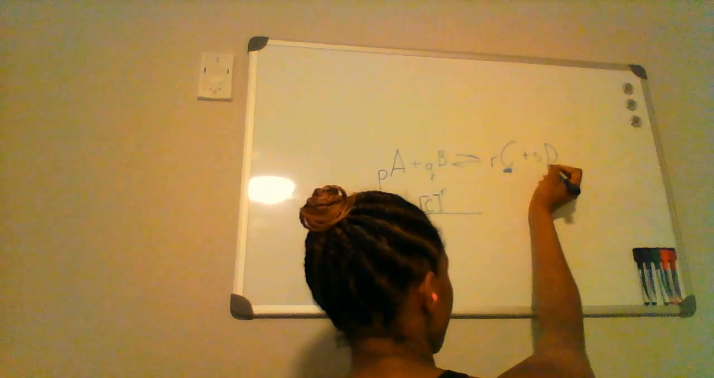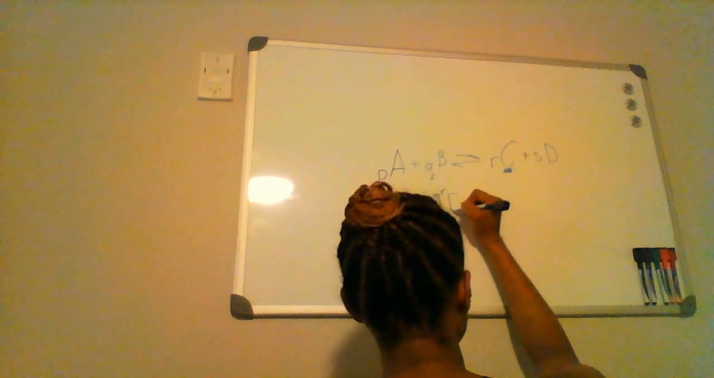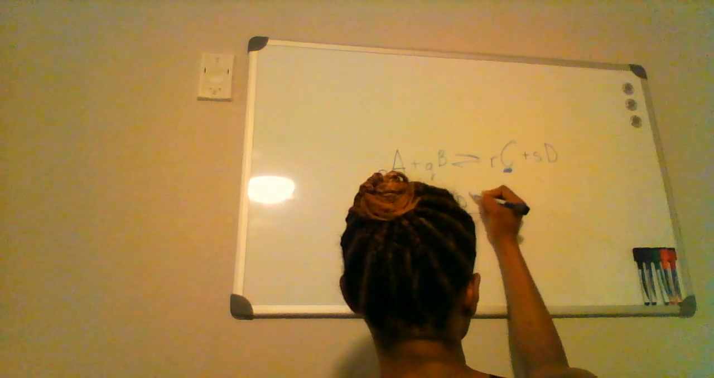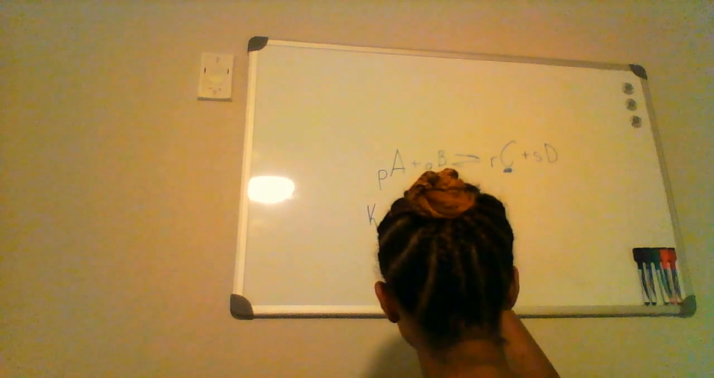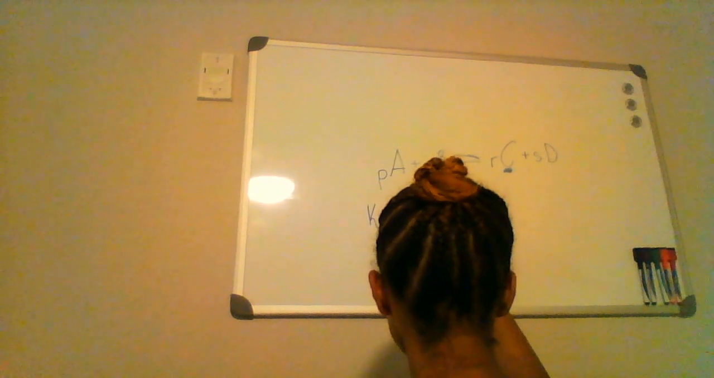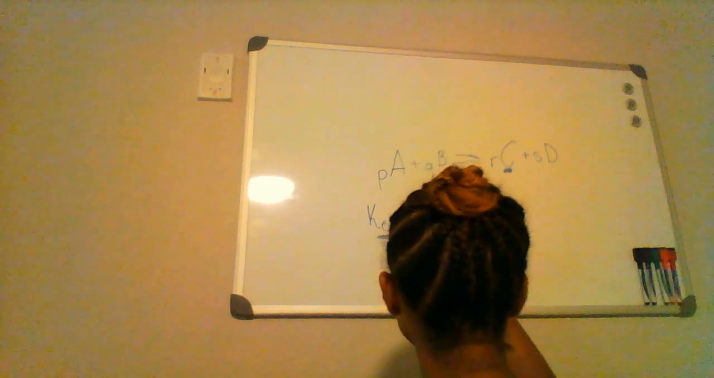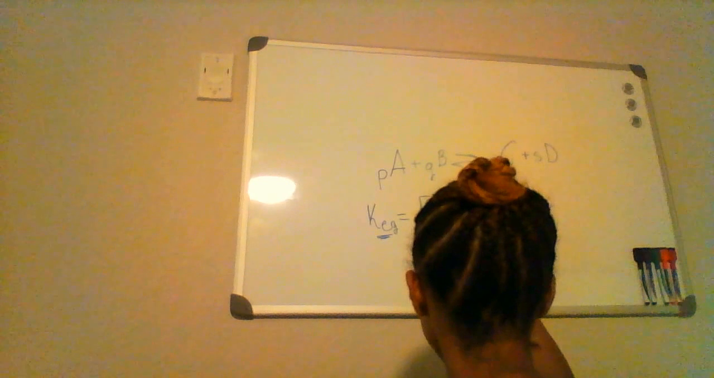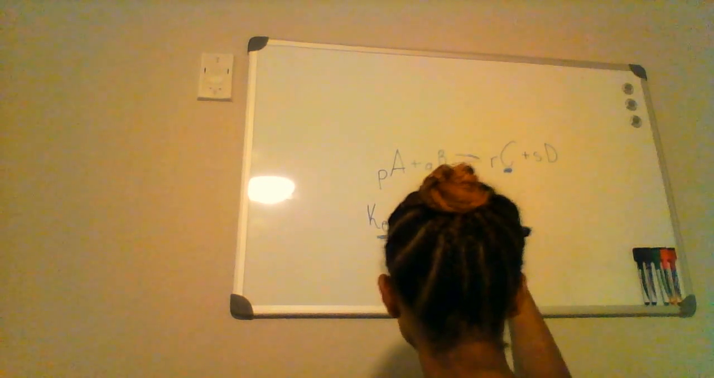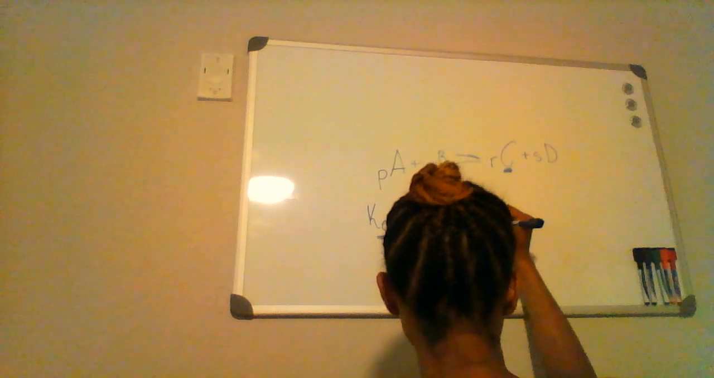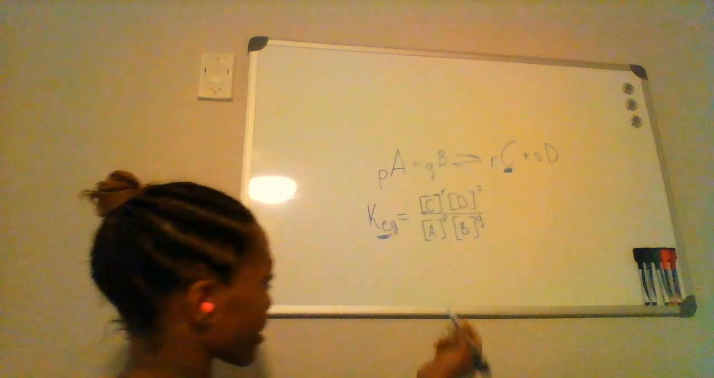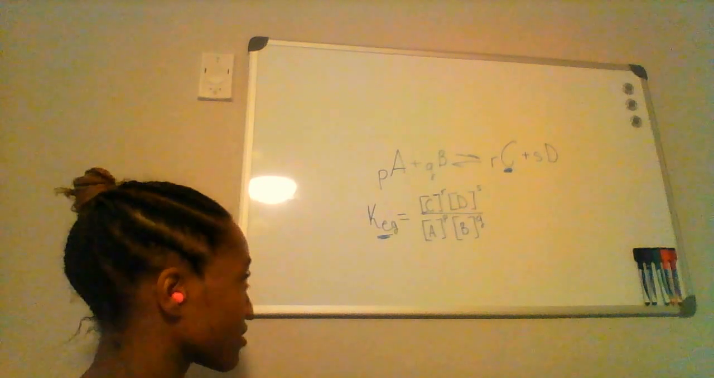And multiplied by the concentration of D, over the concentration of A raised to the power of P times the concentration of B raised to the power of Q. So this is what your equilibrium expression will look like.